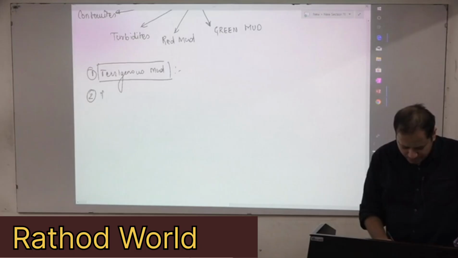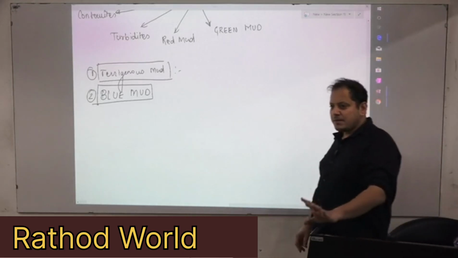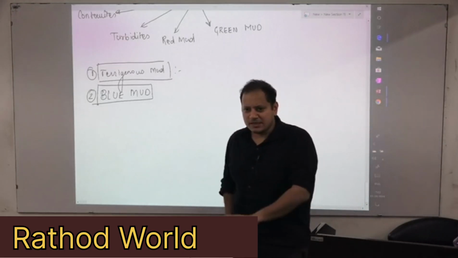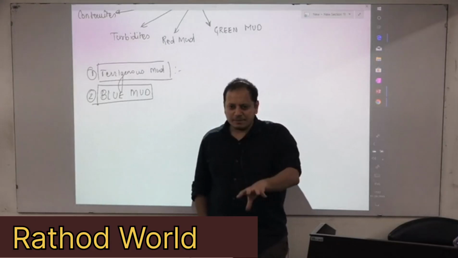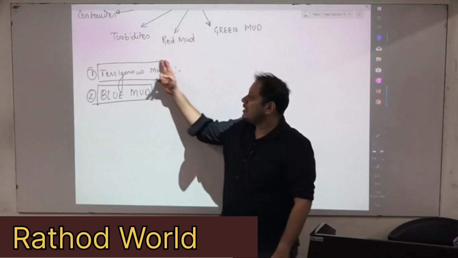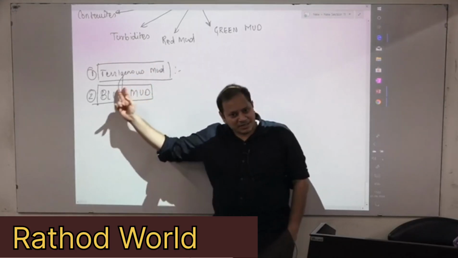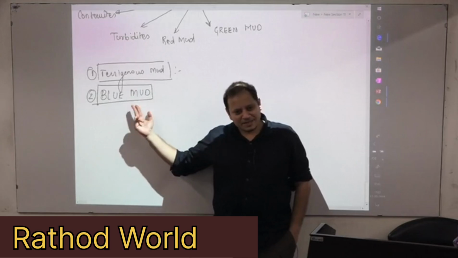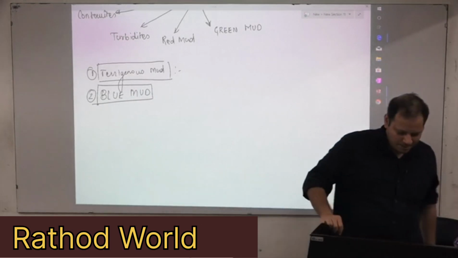Second, blue mud. You should remember, not everywhere mangroves are present, not everywhere corals are present. It depends upon the conditions which will allow them. So everywhere the conditions are different. So जहाँ पे life बहुत ज़्यादा है, black mud, जहाँ पे oxygen कम है, sulfur ज़्यादा है, वहाँ पे blue mud.